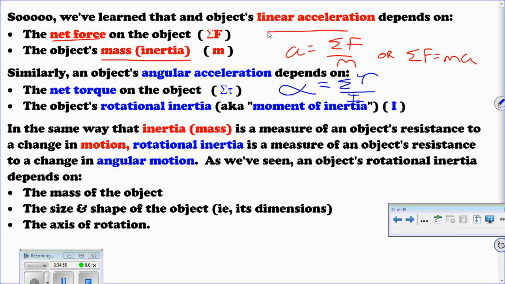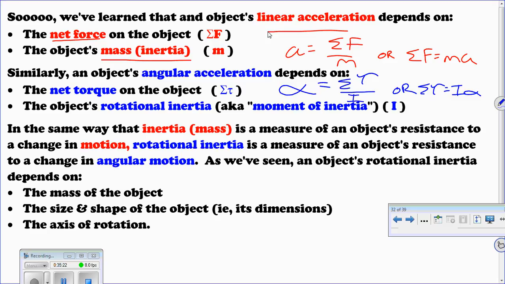Let me say one last thing and I'll get you. Usually the way this is written is that net torque equals I alpha, in the same way that usually Newton's second law is written F equals ma. So rotational inertia is basically just like rotational mass. Yeah, that's a perfect way to think about it.